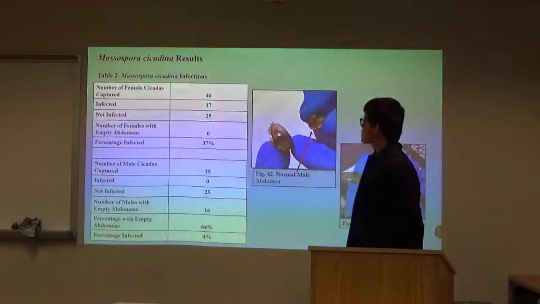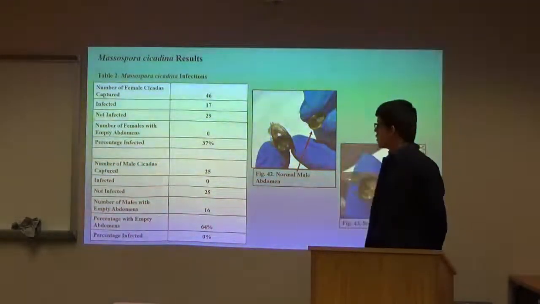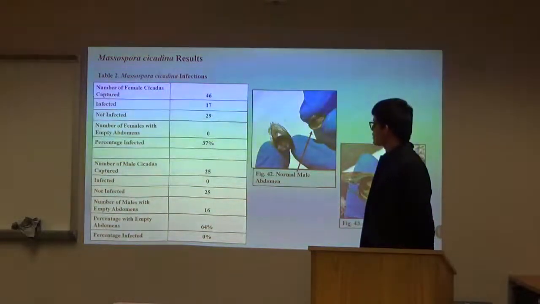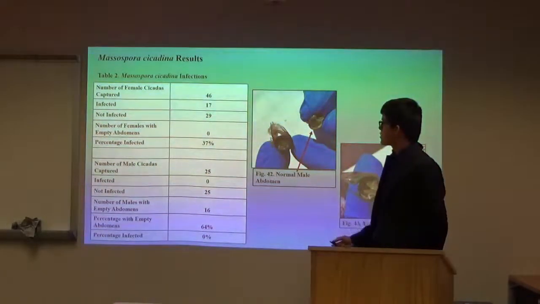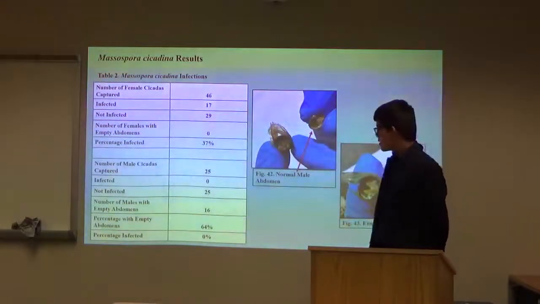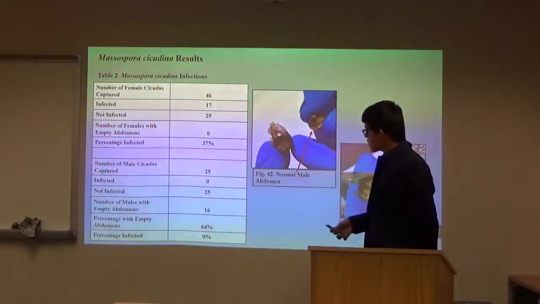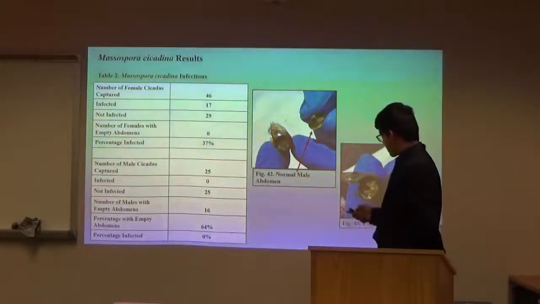Massospora cicadina results. Of the cicadas captured, 46 were females and 25 were males. Of the females, 37% were infected with Massospora cicadina. However, none of the males were infected. Interestingly, 64% of the males were discovered to have empty abdomens.